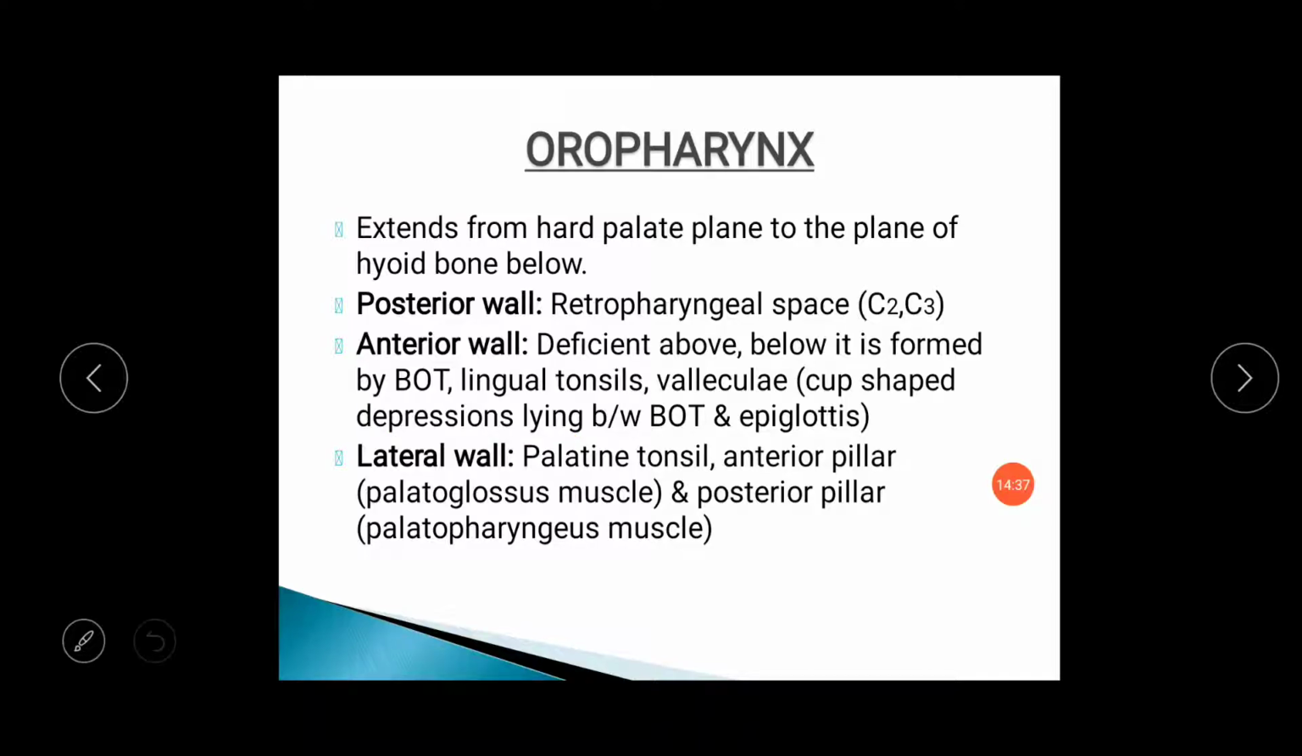The oropharynx is the middle part of the pharynx. It extends from the plane of the hard palate and soft palate to the plane below. Its posterior wall is made up of the retropharyngeal space or posterior pharyngeal wall, opposite to the C2 and C3 vertebra, and below it is formed by the base of the tongue.